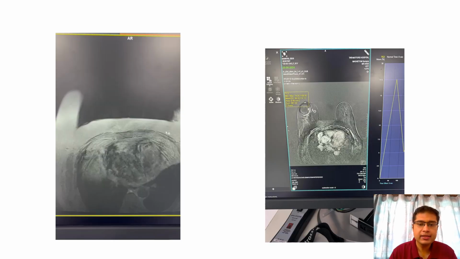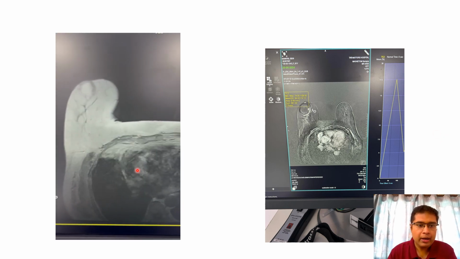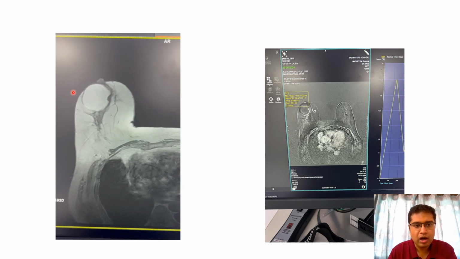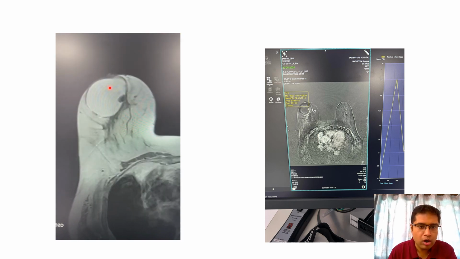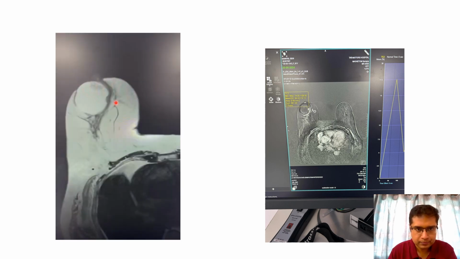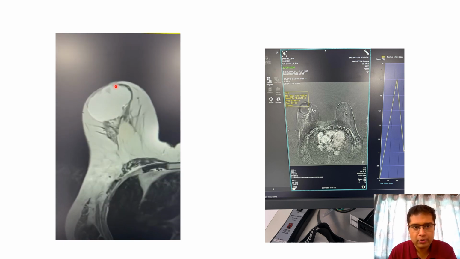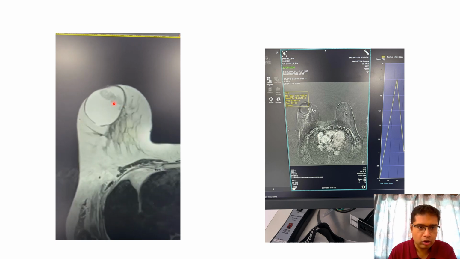So coming to my next case, here we have an 80-year-old female who presented with a mass in the right breast. And this is the MRI picture of this particular patient. These are the T2 weighted images where we can see this particular mass is largely cystic with a small solid mural nodule. This is because we tried to do biopsy of this particular nodule.